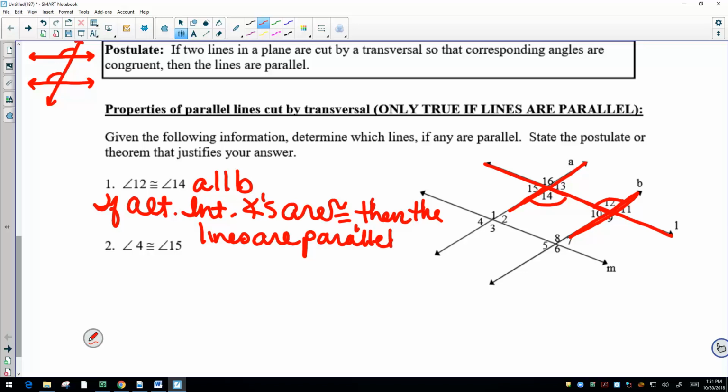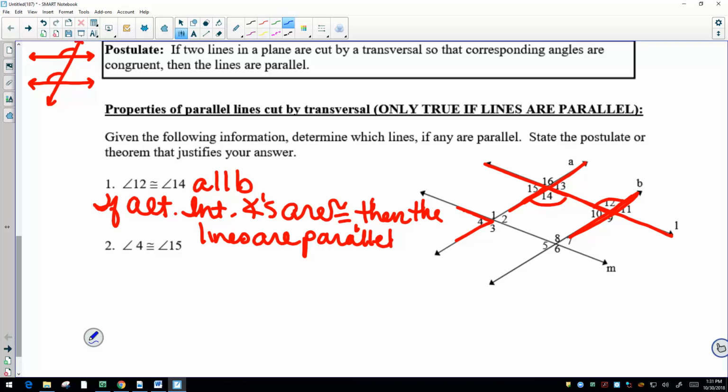So there's that if-then statement that we were talking about up above. Okay, try another set: angle 4 and angle 15. If we highlight angle 4, I'm going to trace it out so I can see both lines. Line M was traced and line A was traced.